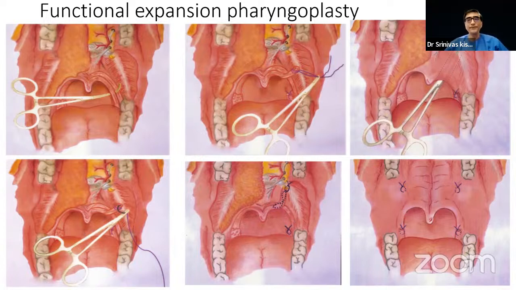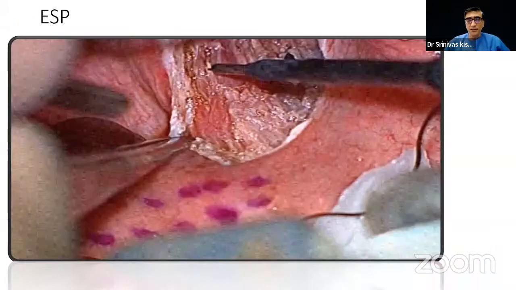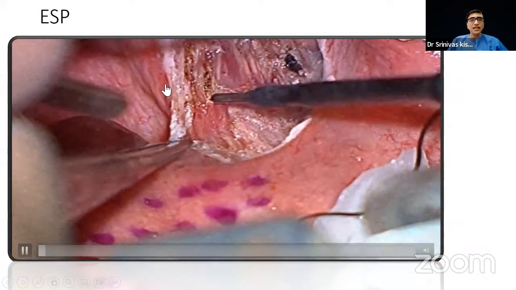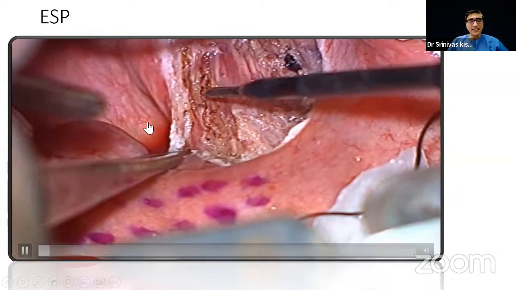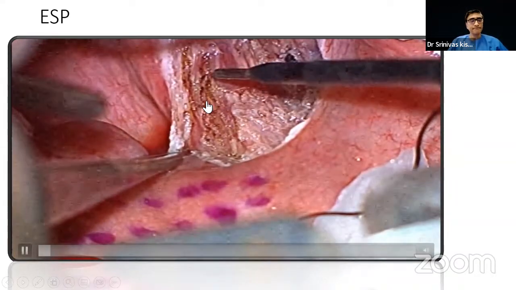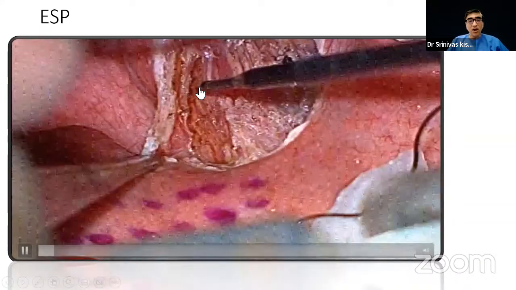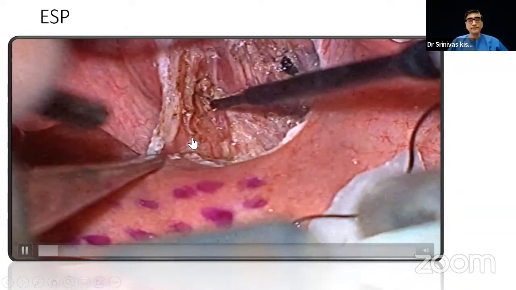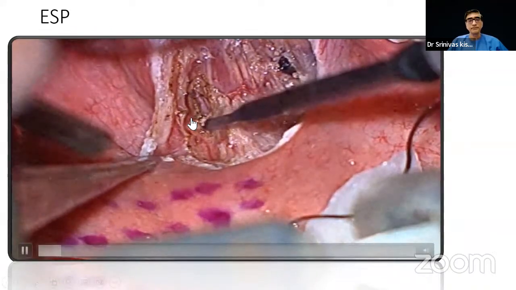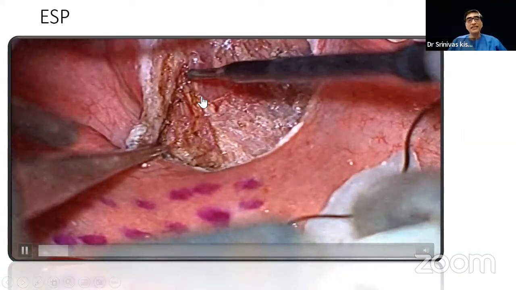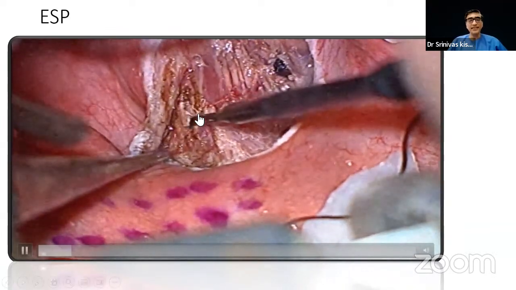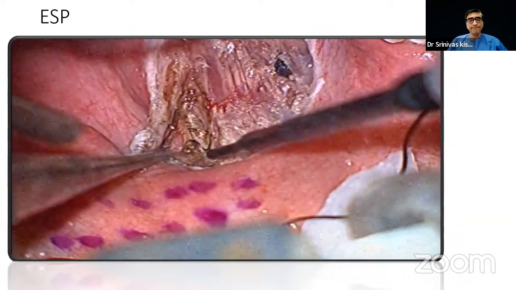So let me just play the video. Right. So now, this is expansion sphincter pharyngoplasty, and it's actually called functional expansion sphincter pharyngoplasty. Try not to button out into the mucosa. So the medial incision is here. Again, it's always better to use a Colorado needle or radio frequency as I'm doing it.